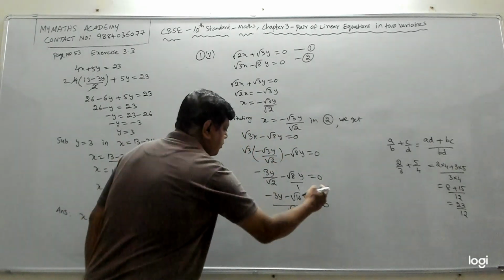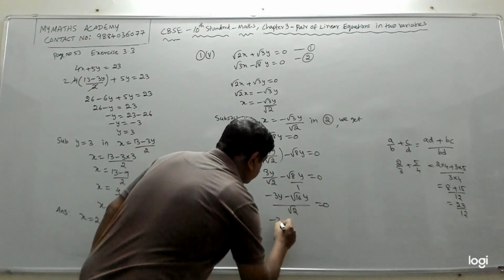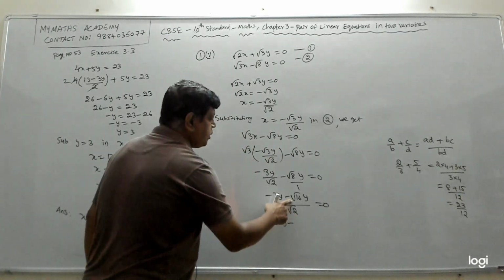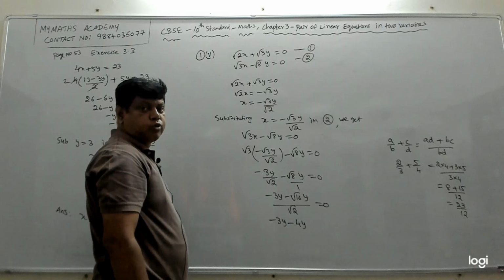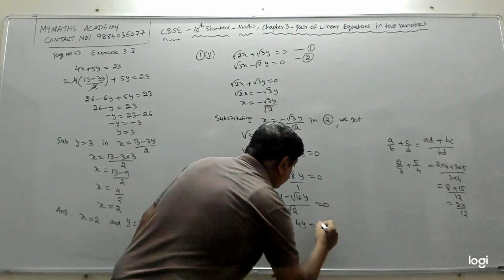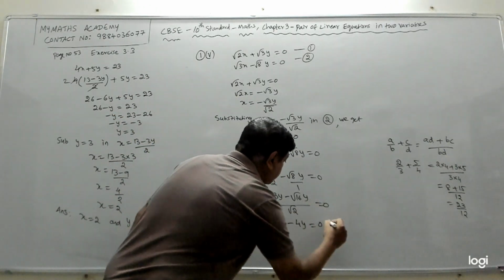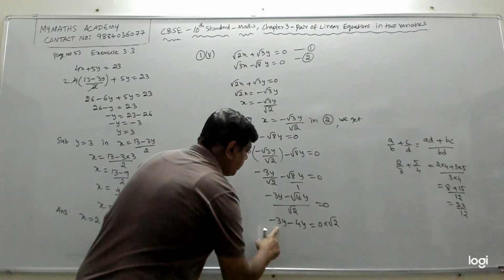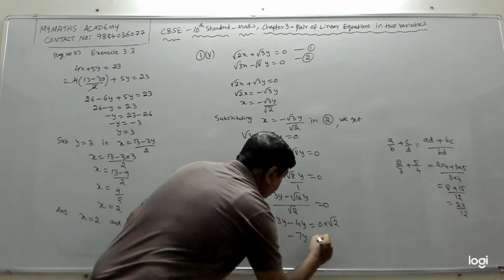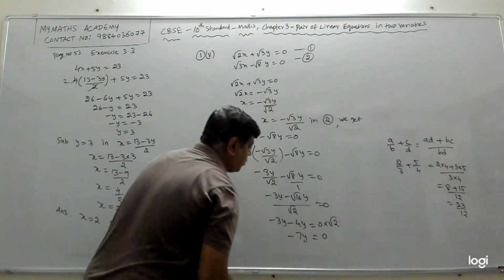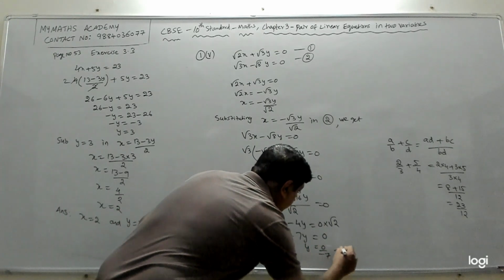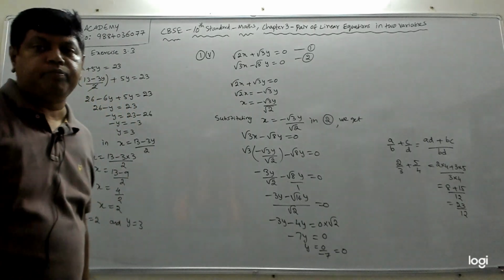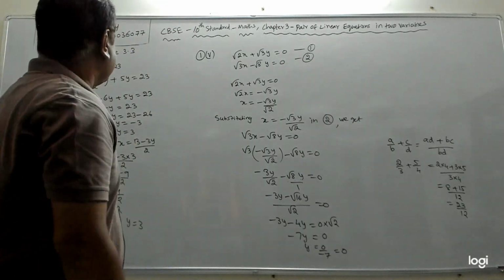Then root 2 will go this side. So we'll get minus 3y minus, what is root 16? Root 16 is 4. So 4y. Square root of 16 is 4. Equal to 0 into root 2, this root 2 will go this side. So we'll get minus 3y minus 4y, minus 7y equal to 0 into root 2, which is 0. So you get y is equal to 0 by minus 7, which is 0. So we got y as 0.